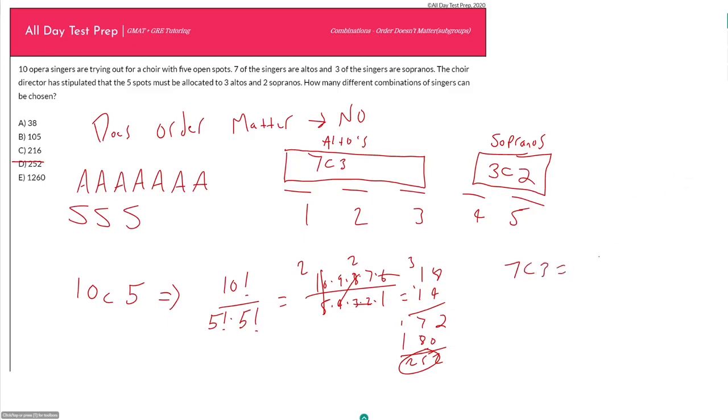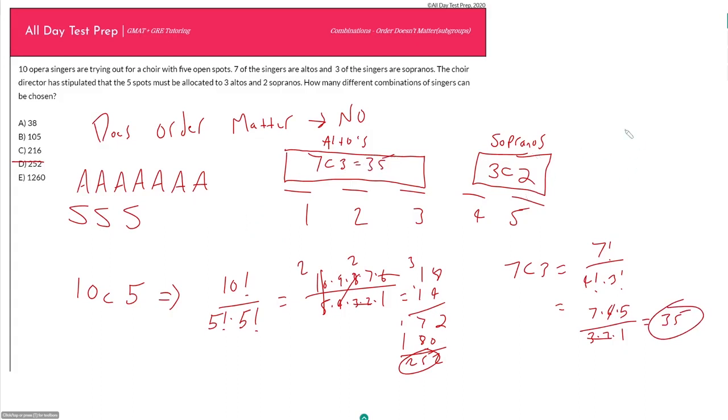So 7 choose 3 should just be 7 factorial over 4 factorial times 3 factorial. And that is just 7 times 6 times 5. Everything after that should cancel out my 4 factorial. So I'm just left with 3 times 2 times 1. 3 times 2 is 6, so that cancels out this. I got 35 ways I can arrange my altos.